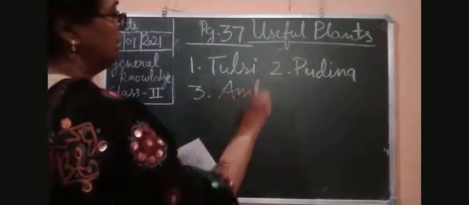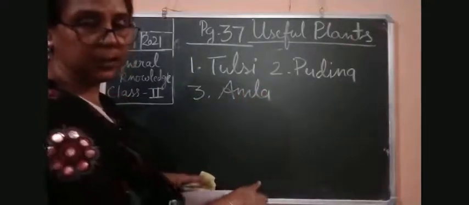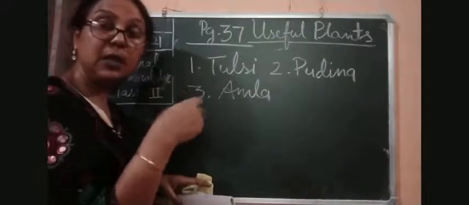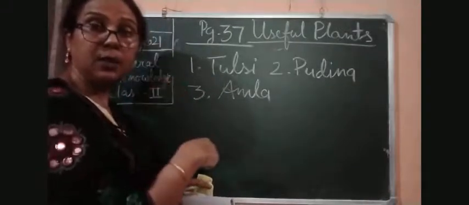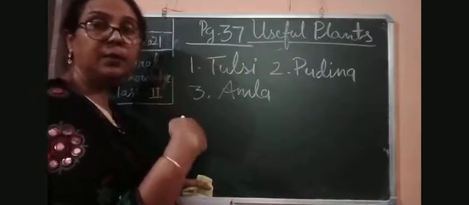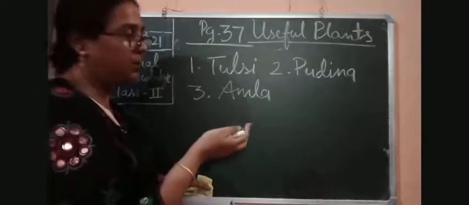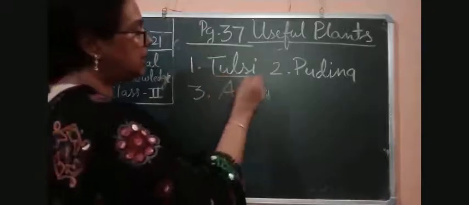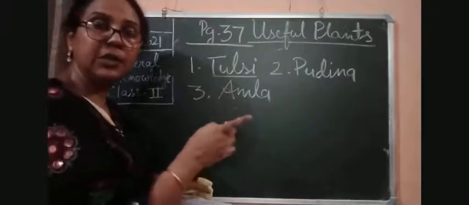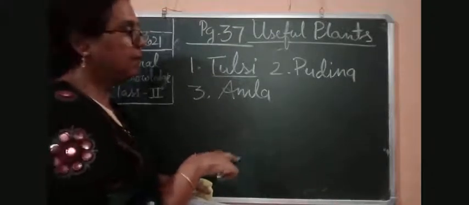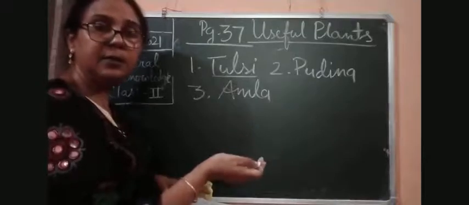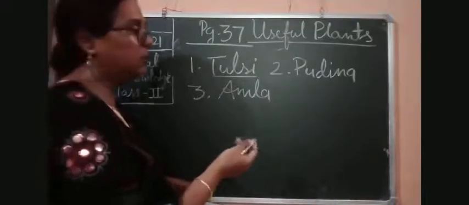Amla is full of vitamin C. It is very useful for our eyes, our skin and our hair. Dried amla we used to put on our hair for better nourishment. And tulsi is a medicinal plant, as you all know, and in each and every house you can find this. Our mothers and elders also used to worship this.